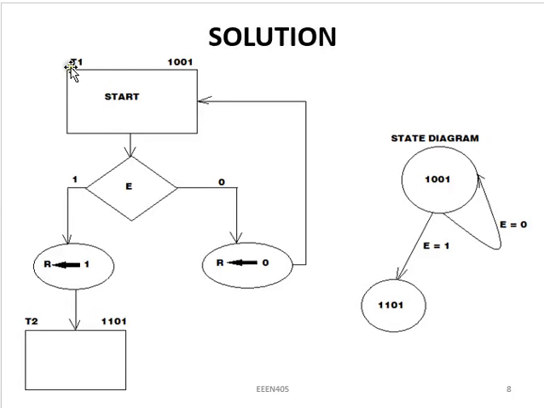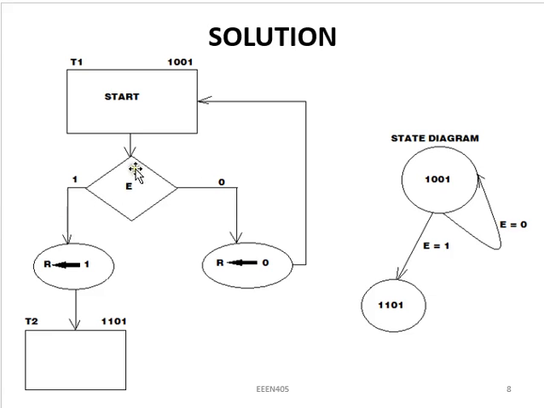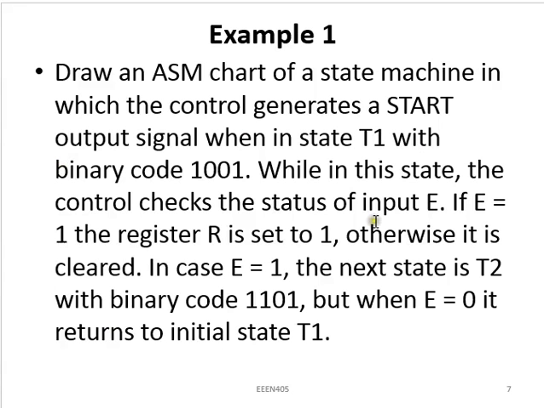So this is what happened. This is my first state T1, and the binary code equivalent to it is 1001, and inside it the operation is to start the machine. Now after that, it will go and check the state of the control E. That is, we have a register E, we want to check its condition, and whenever you are checking, as I've said, you must use a decision box, and that is why I have my decision box here, and this is my E. I'm checking the condition for E. So what are we told to do? If E is equal to 1, it will set register R to 1.